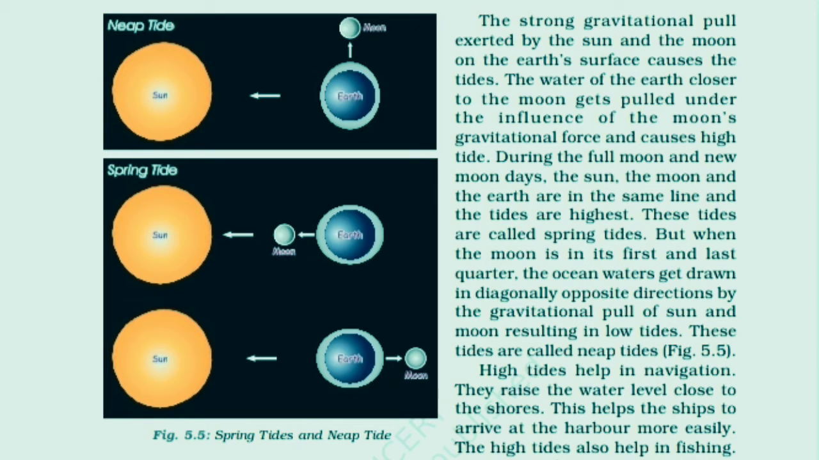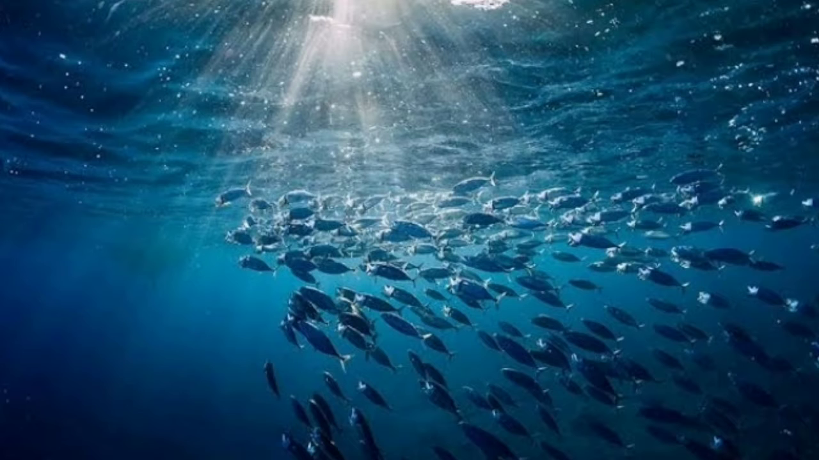On half moon days, the sun and the moon make right angles with the earth. Hence, their gravitational pull is nullified, resulting in very low tides called neap tides.